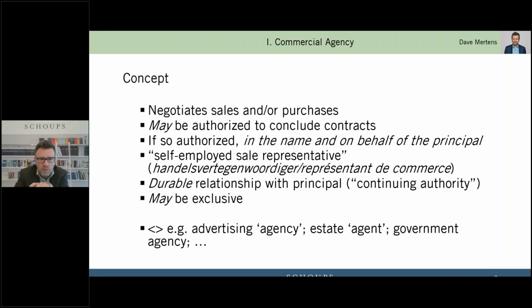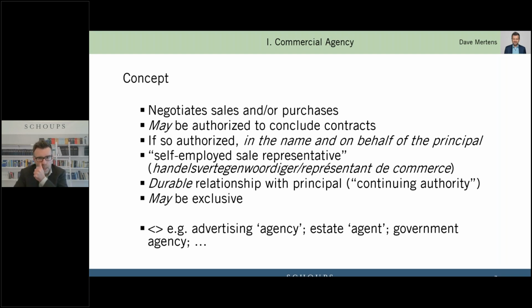If you look at it in Belgian terms, you could describe a commercial agent as a self-employed sales representative, een handelsvertegenwoordiger, représentant de commerce, because he does more or less exactly the same, with that distinction that he's self-employed. To talk about commercial agency, you don't necessarily need your commercial agent to proactively look for customers. And it's also quite broadly accepted that a commercial agent doesn't necessarily visit customers.